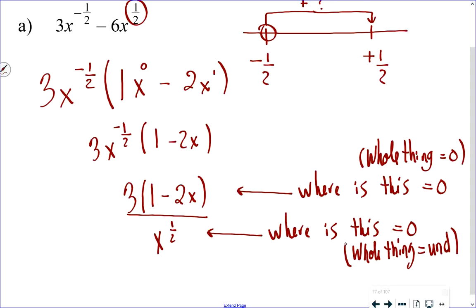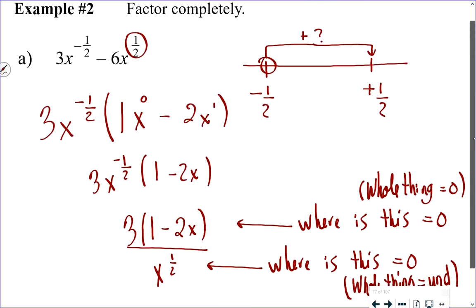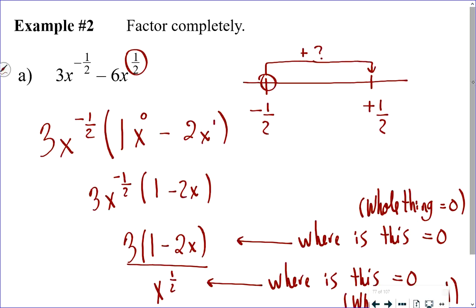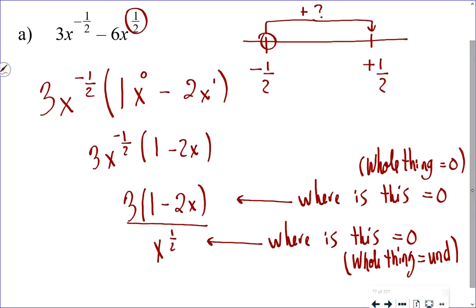Okay? So you need to get it into this factored form, and now I can look at it and say it's equal to 0 at 1/2, and it's undefined at 0. And that is not obvious looking at the original expression. Even if it is, it won't always be obvious. So any questions with that example? All right, one more.